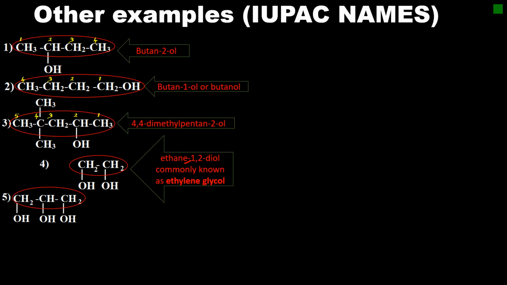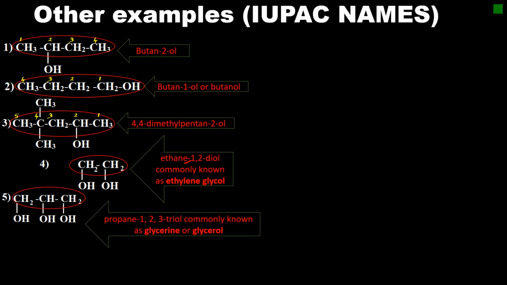The fifth example, we choose the parent chain and we have 3 OH groups. So we assemble the name by using the prefix tri to show there are 3 OH in the name. So the name is going to be propane-1,2,3-triol. And the common name of this molecule is glycerin or glycerol.